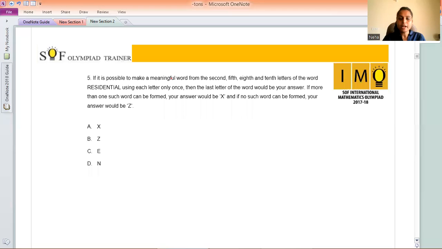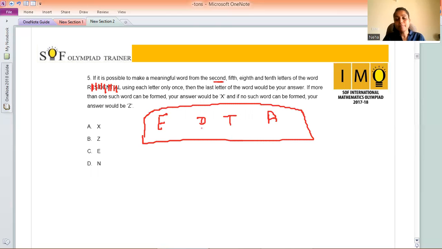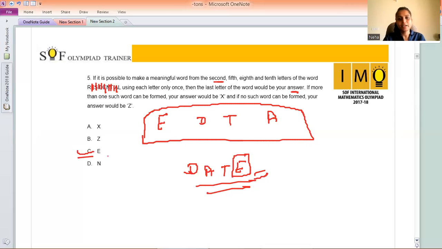If it is possible to make a meaningful word from the second, so which one is the second letter? Second letter is E. Then third, fourth, and fifth one is D. Then 6, 7, and 8 one is T. And then 9th and 10th one is A. So can I make a meaningful word with these 4 letters? I think D, A, T, E is my meaningful word. No other words can be possible from these 4 letters. Okay. So he is asking that using the only ones, the last letter of the word would be your answer. So what is the last letter, guys? The last letter is E. That means option number C is your correct answer.